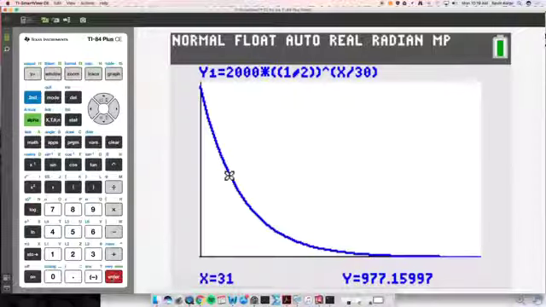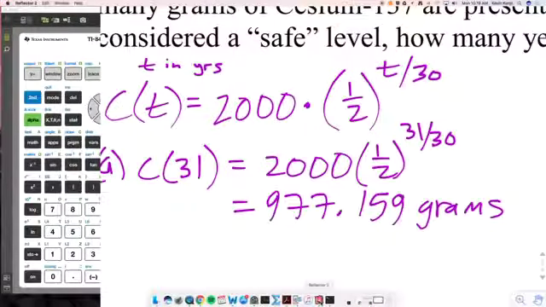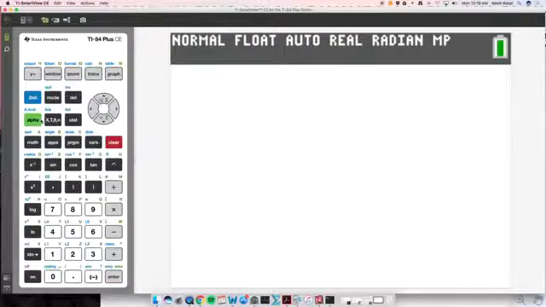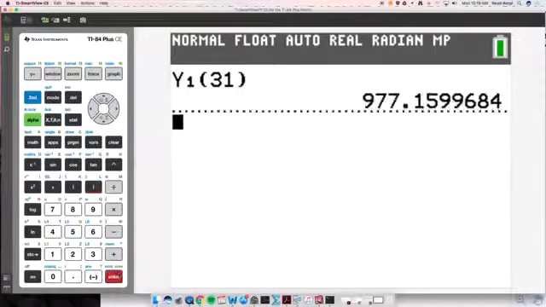977.160, and you would need that 0. All right, so that's one way to do it. That's in grams. Remember, the other way to do it is straight from the home screen. You hit alpha trace, recall Y1, where we put our equation, type in a 31, and boom. Now it doesn't matter what the X window is. Okay?